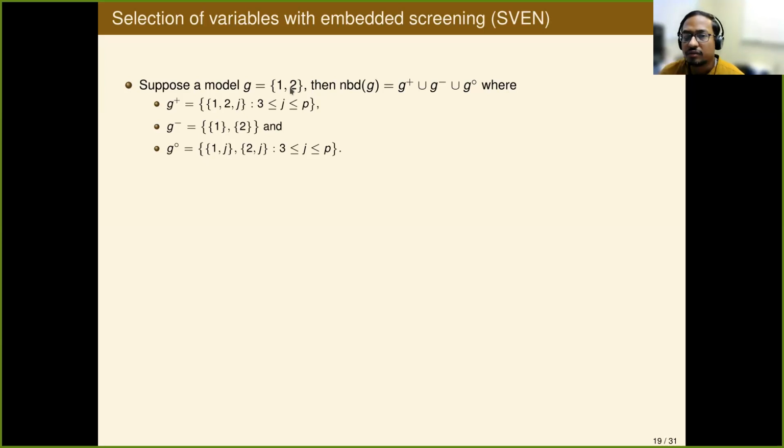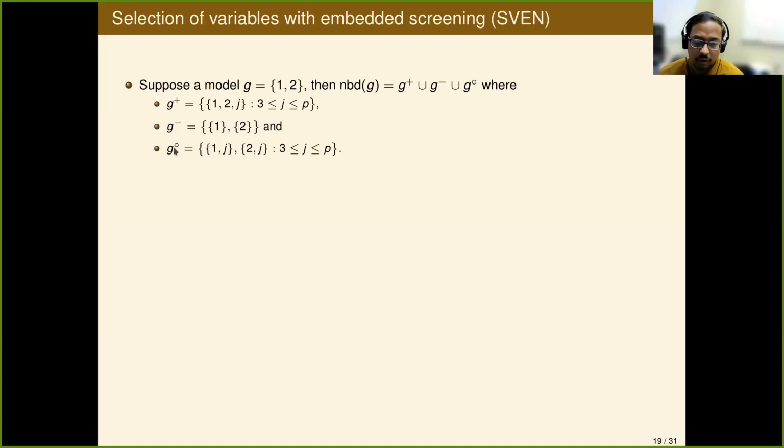All these neighboring models differ from G by 1 or 2 variables. Let's call G plus the set of all neighbors of the model G which has one more variable included. So {1,2,3}, {1,2,4}, {1,2,5}, these are all in the added set G plus. We also consider the deleted neighbors of G. We can delete 1, and that would give the model {2}. We can delete 2, that would give the singleton model {1}. And these are the deleted neighbors of G.